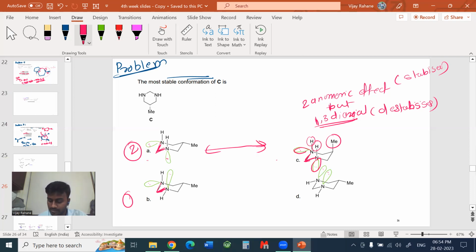And in this one, there will be no anomeric effect because this lone pair is not at the axial position. There it is not able to get involved in this. So structure A will be the most stable conformation because there will be no such 1,3 diaxial interaction. It has two anomeric effects. So this one is the major structure.